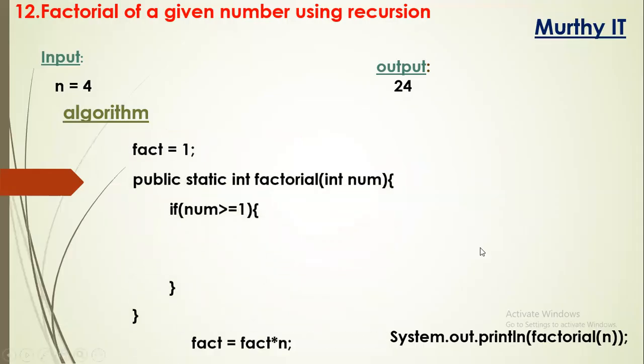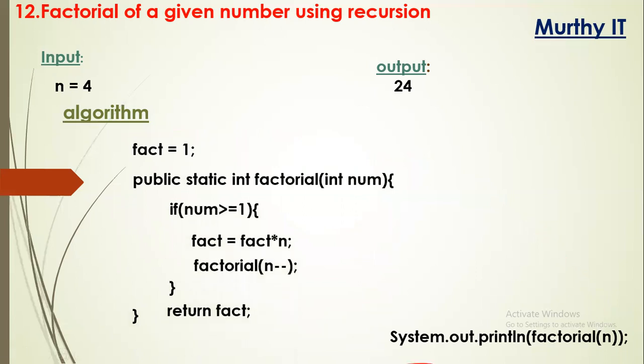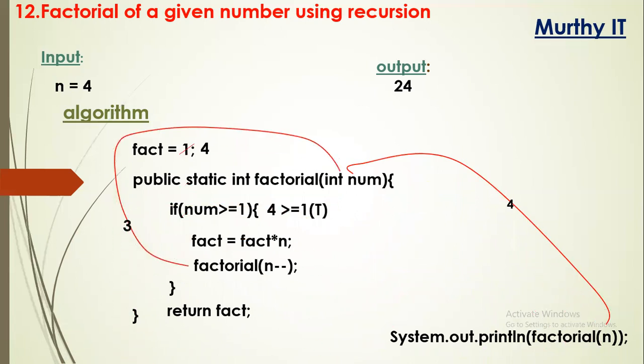So it will be still where you are. Pardon. Now this method will be called by decrementing 1. So again, now it will be checked whether 3 is greater than or equal to 1 or not. Yes, true. Now fact equals fact into n.